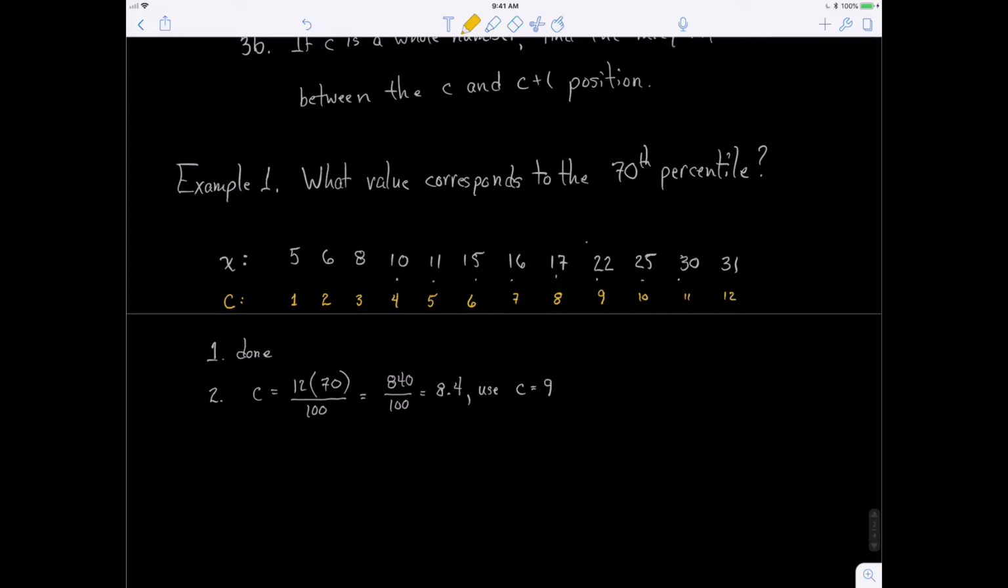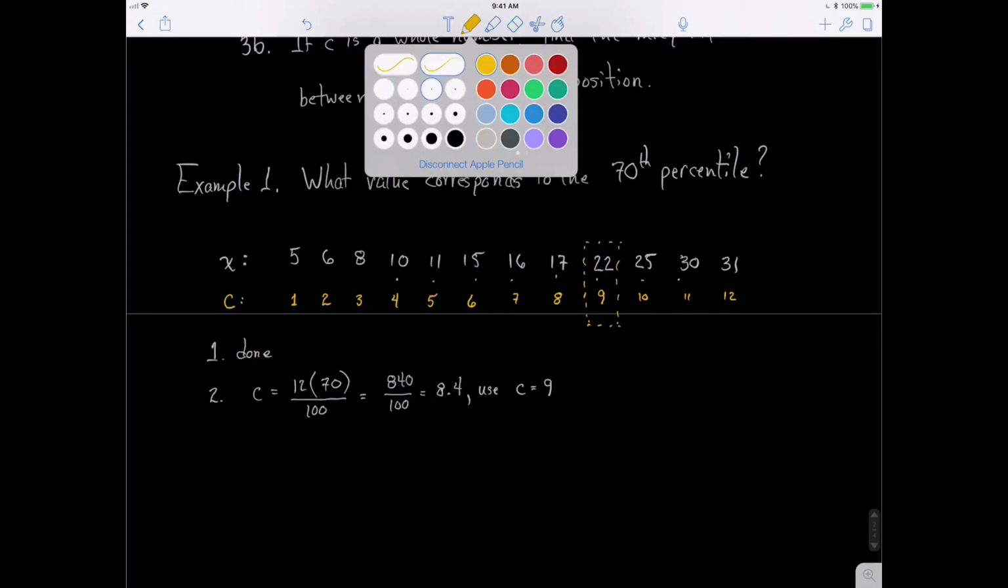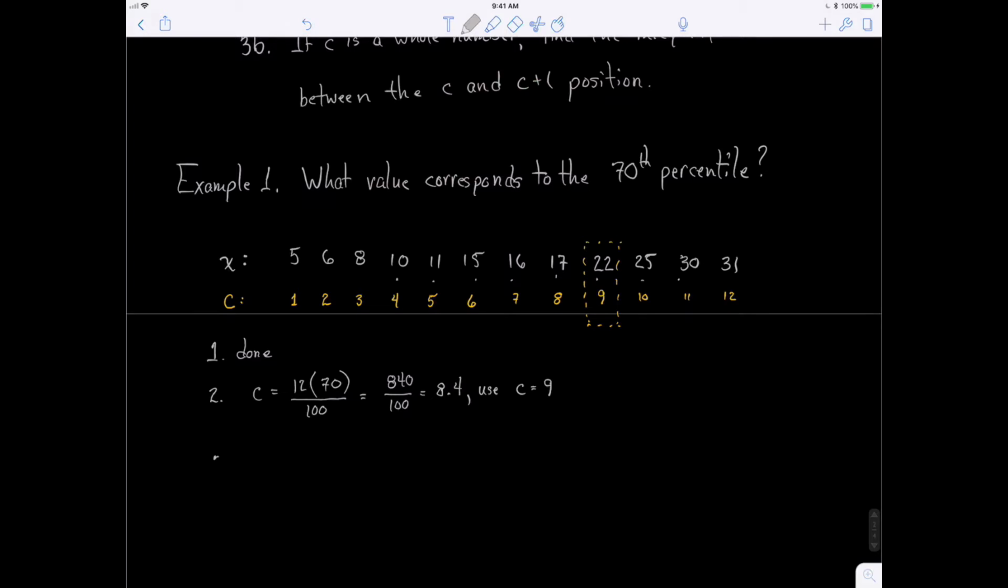Because 22 here is in the ninth position, this was step 3A, we would say that 22 corresponds to the 70th percentile.